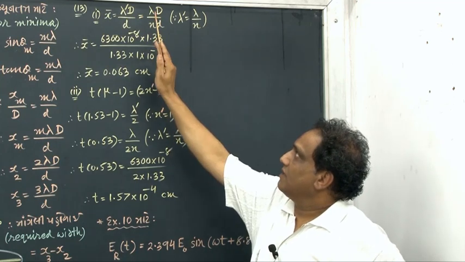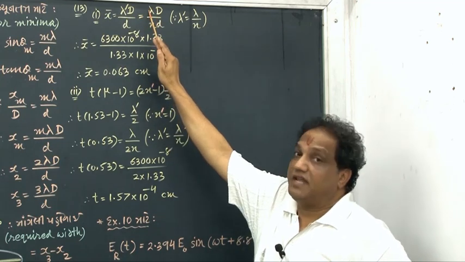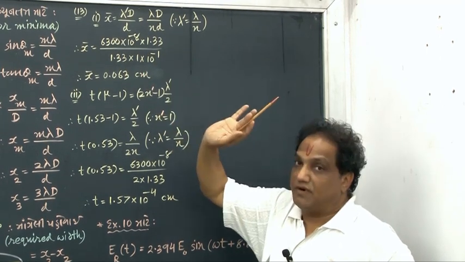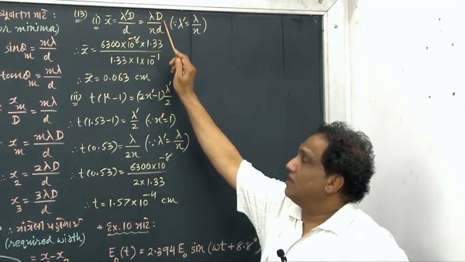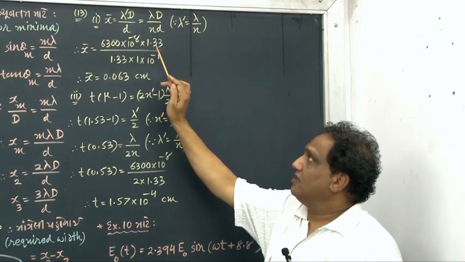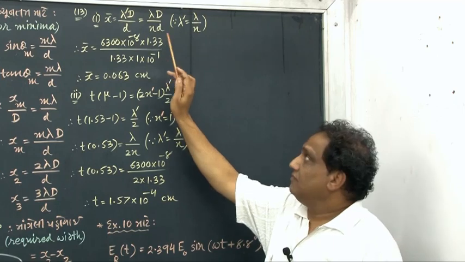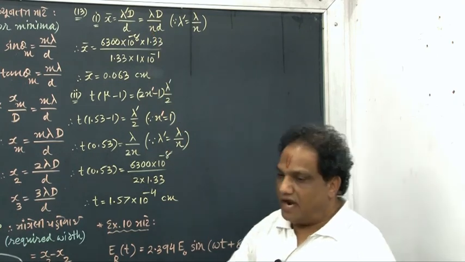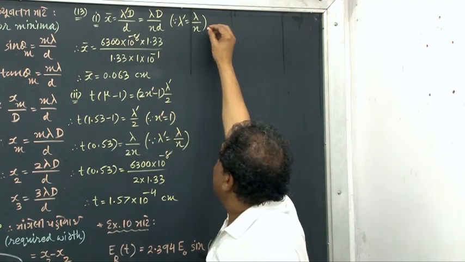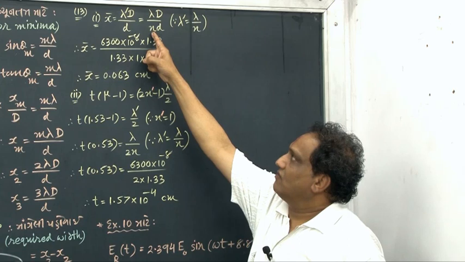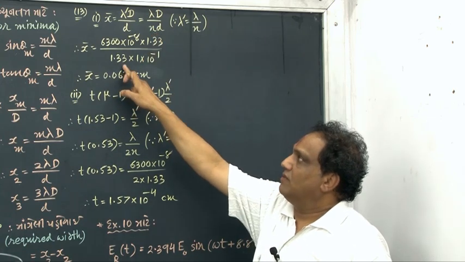Okay, fine. Now, tell me, lambda is the wavelength of light in air, 6300 angstrom, converted into centimeter, multiplied by 10 raised to minus 8. What about capital D? The distance between slit and screen, they have given 1.33 meter. This is the refractive index of the liquid, let it be n only, no problem. This is the refractive index of liquid, which they have given as 1.33.